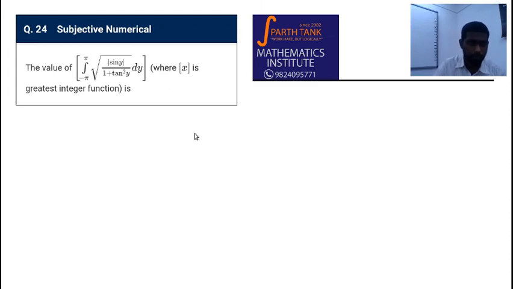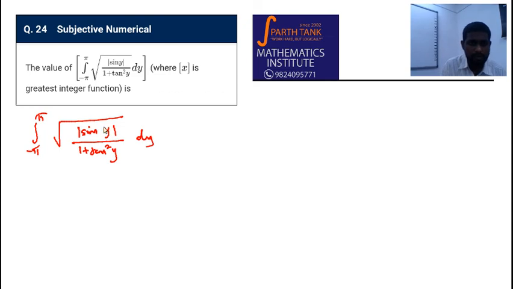Question number 24. The value of integral minus pi to pi, square root of mod sine y by 1 plus tan squared y dy, the whole within a box. Interesting. Where the box is the greatest integer function. That is, we find the integral value and then find the greatest integer function. So let us see how to evaluate this integral. Minus pi to pi, square root of mod sine y by 1 plus tan squared y.